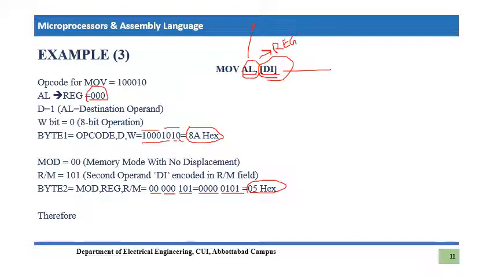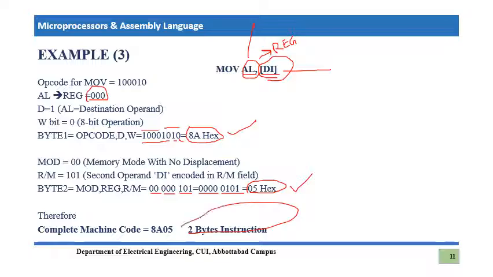Once we arrange them, 00 000 101, it becomes 05 in hex. So the total machine code for this assembly instruction will be 8A, which is the first byte, and 05, which is the second byte. So it's again a 2-byte instruction. I hope you have understood this machine code conversion.